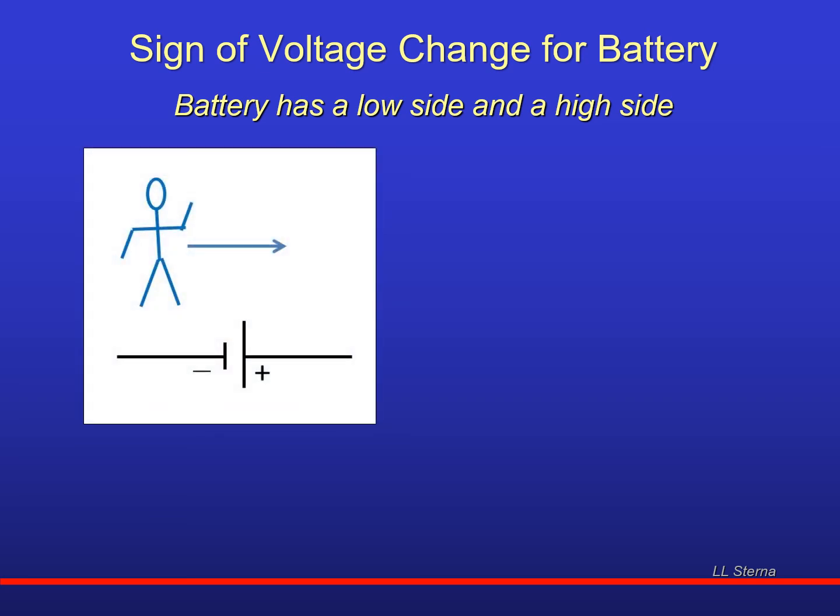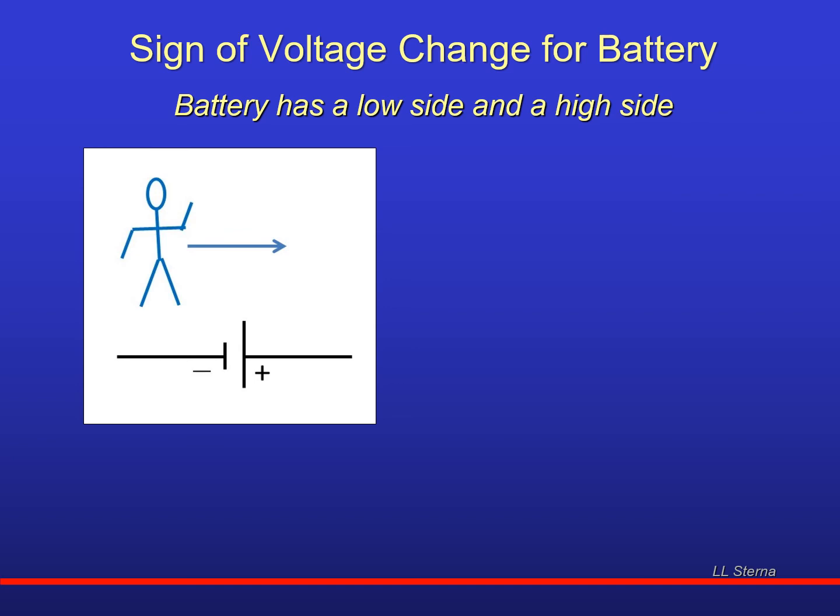Here we see the symbol. We have the low side as the shorter bar, often marked with a negative sign. The high side has a longer bar marked with a positive sign. Sometimes the positive and negative may not be there. It's a little bit optional. But you can tell which is the high side, which is the low side. Remember, it doesn't necessarily mean positive and negative. It means high and low.